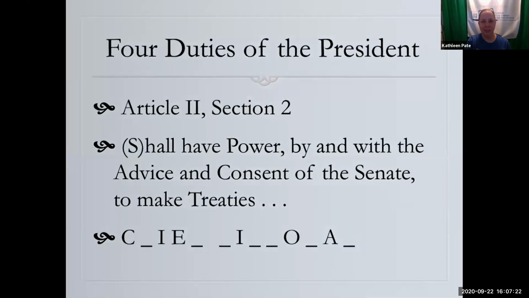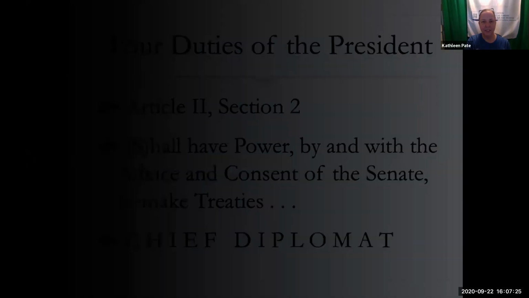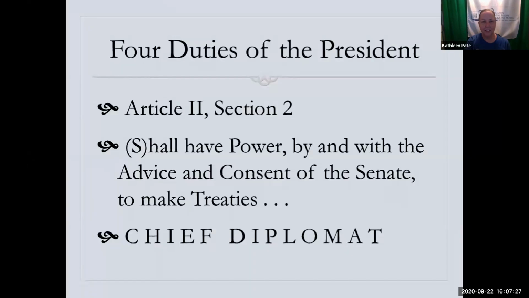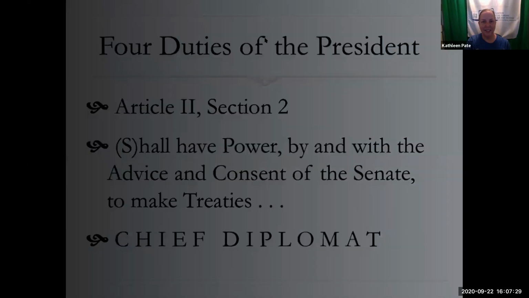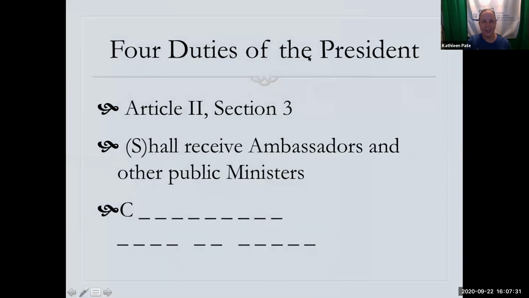The longest. And it is: the president shall receive ambassadors and other public ministers. So thinking about a phrase, right? We've got a one-word modifier and a three-word phrase. Think about a three-word phrase that we use to refer to leaders of foreign governments.